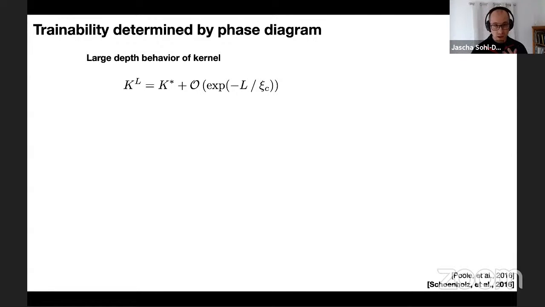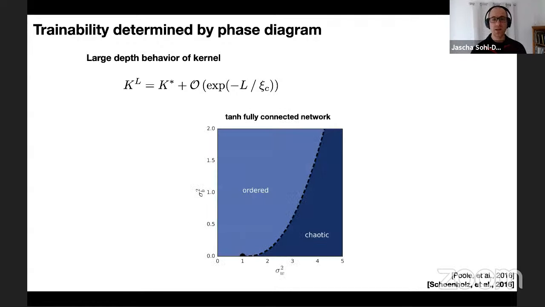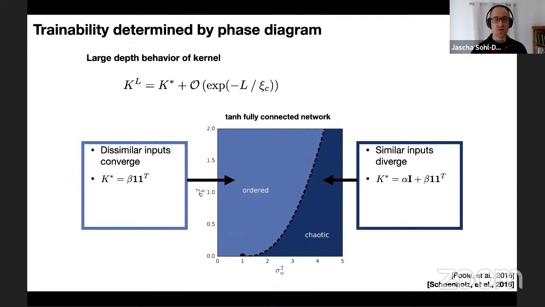In order to understand trainability, we can look at how this decay towards a fixed point changes as a function of the initialization hyperparameters sigma squared W for the weight initialization and sigma squared B for the bias initialization. Here we illustrate this for a network with tanh nonlinearities. When sigma squared B is large, the shared bias vector causes dissimilar inputs to converge with greater depth. And the fixed point corresponds to activation vectors for all inputs becoming identical with constant covariance matrix entries.